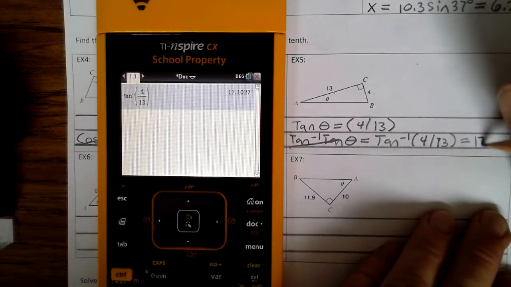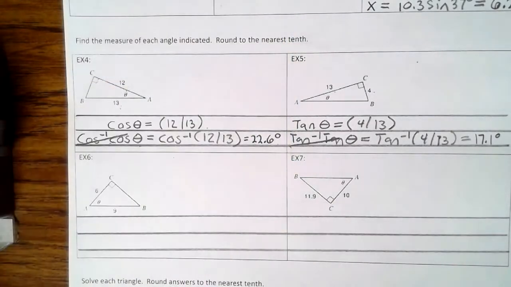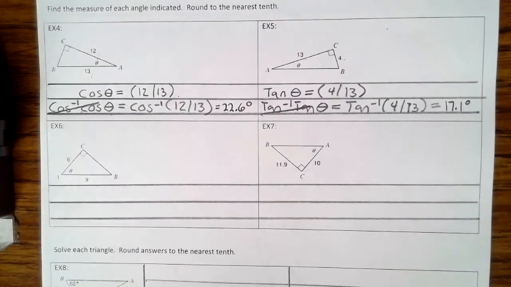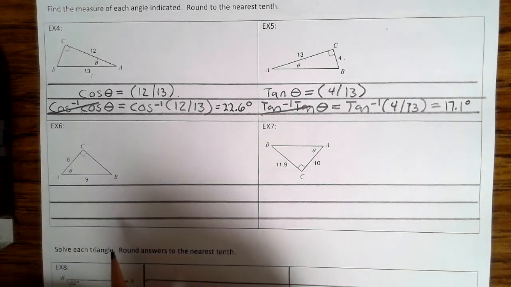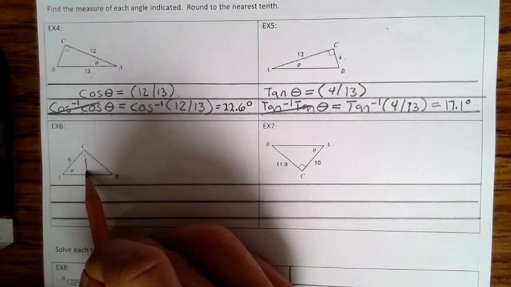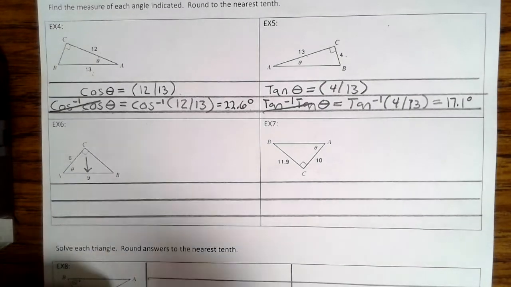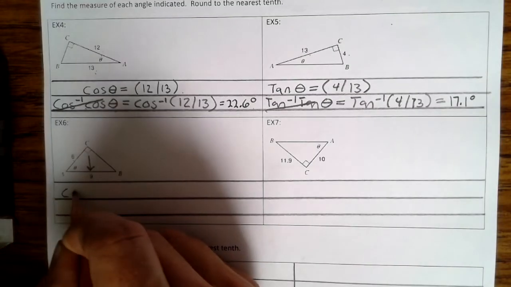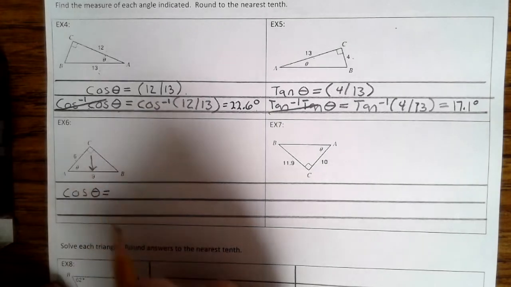All right, let's take a look at example 6. All right, it looks like we have adjacent over hypotenuse. So we know it's hypotenuse because the hypotenuse is always across from the 90 degrees, okay? So we're using cosine. So cosine of theta equals adjacent, which is 6 divided by 9.